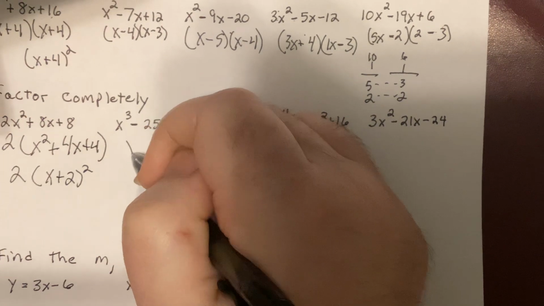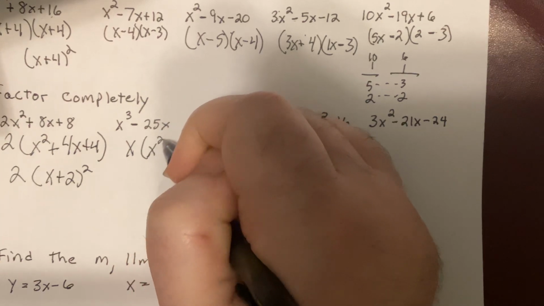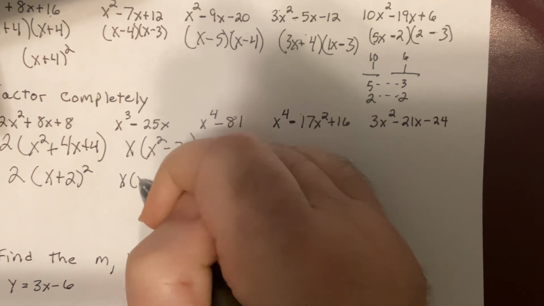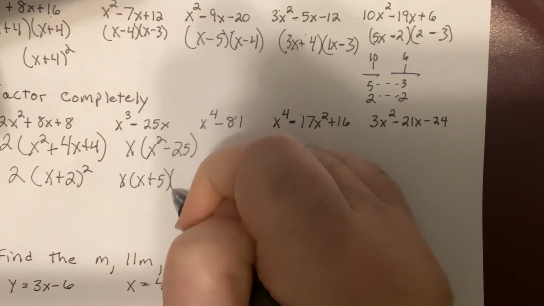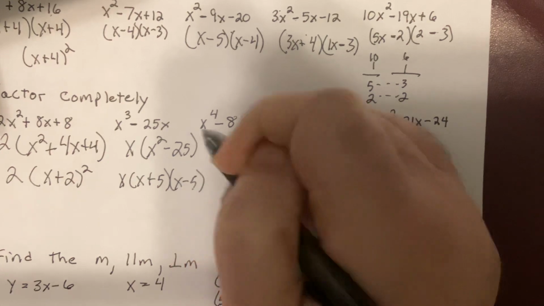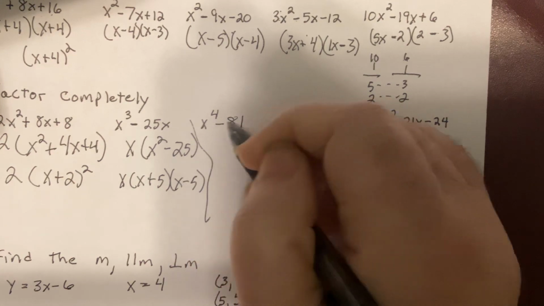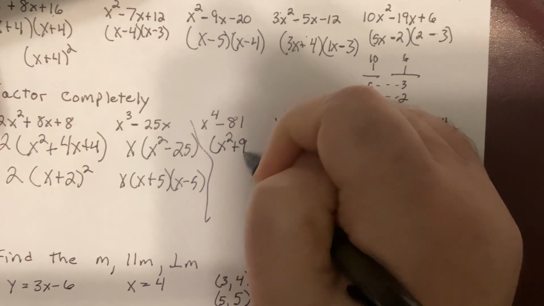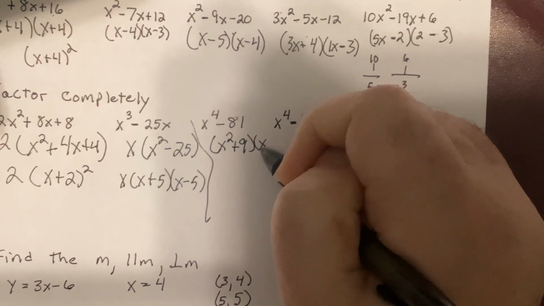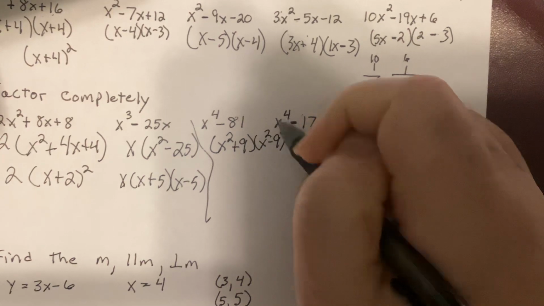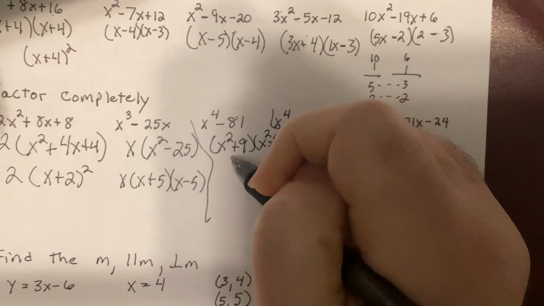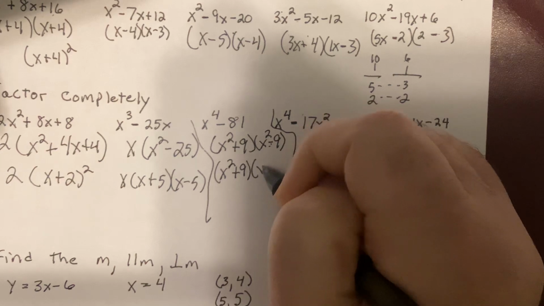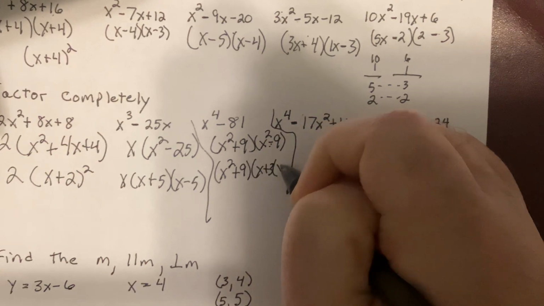Here, factor out of x. People always forget to factor out the GCF. Then difference of squares. Here, this is difference of squares, no GCF, so you'd have x squared plus 9. 9 squared is 81. X squared minus 9. But I'm not done. You can factor x squared minus 9. So it'll be x squared plus 9, x plus 3, x minus 3.